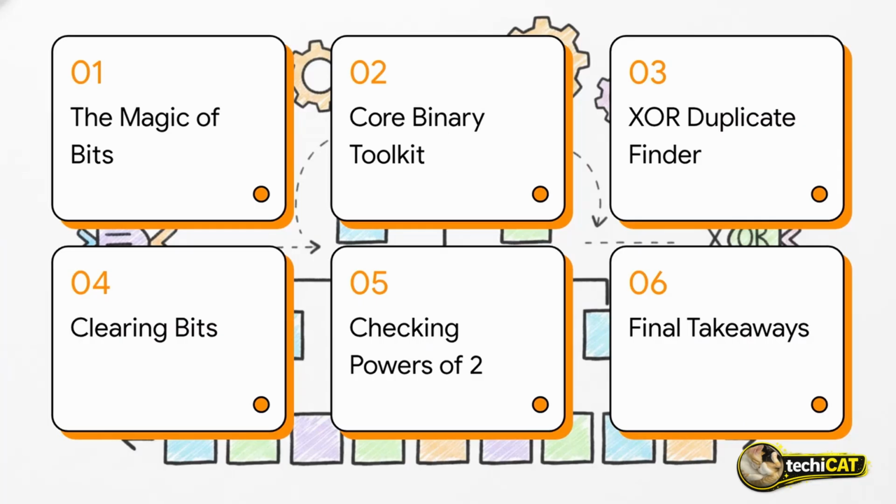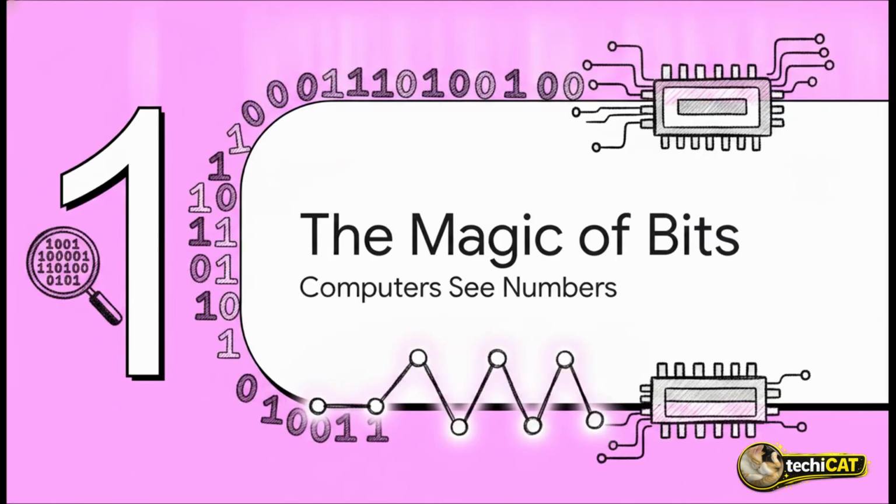So here's our roadmap for today. We'll hit the magic of bits, the core binary toolkit, XOR for finding the duplicate, clearing bits to count, checking powers of 2, and finally, some final interview takeaways. Section 1. The magic of bits. How computers see numbers. We're completely bypassing base 10 today to operate right on the raw binary.